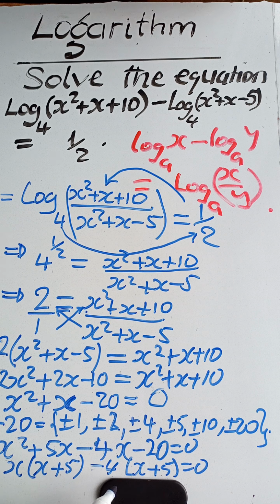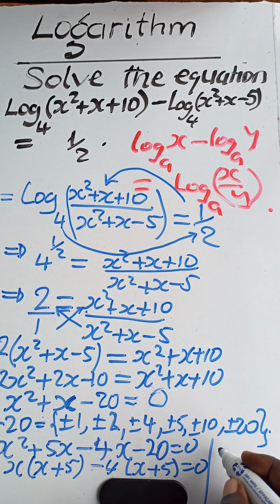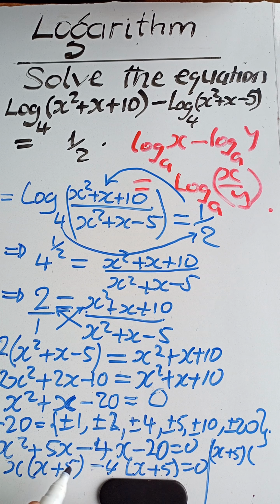If you open out this bracket, you will get back there. Negative 4 times x is negative 4x. Negative 4 times positive 5 gives us negative 20. Here we have x plus 5 common. And so we're going to have x plus 5 into x minus 4 equals 0.